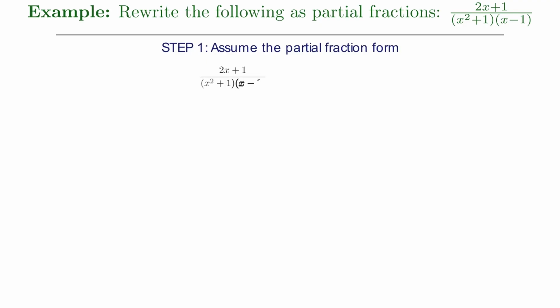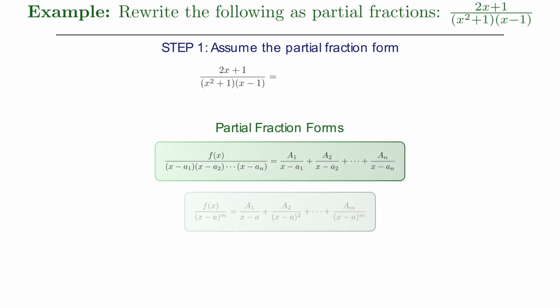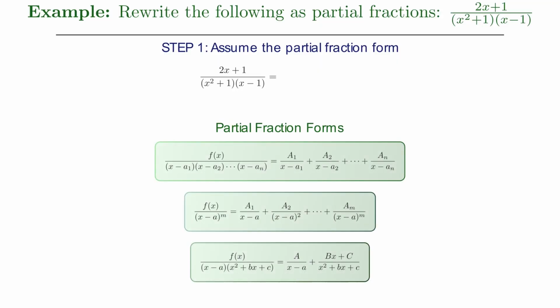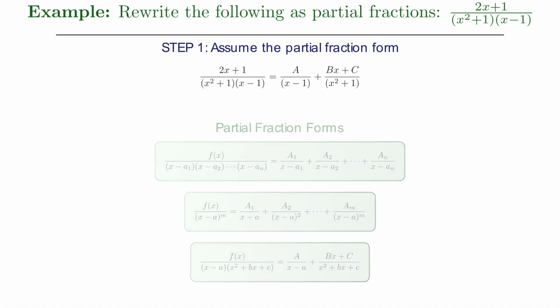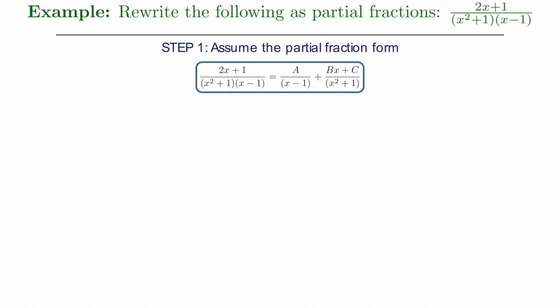Using the table, I can see the denominator that I have has an irreducible quadratic term and a distinct linear term. The x − 1 term gives us A over (x − 1), and then the quadratic term x² + 1 gives us (Bx + C) over (x² + 1), because we can only have a difference of 1 between the highest power in the numerator and the denominator of the partial fractions.